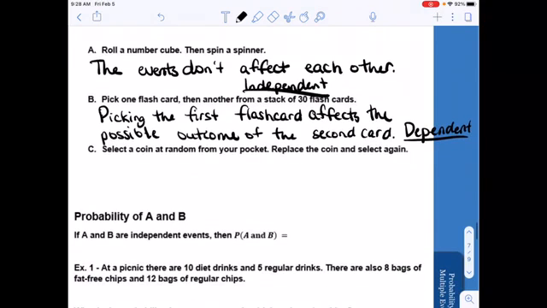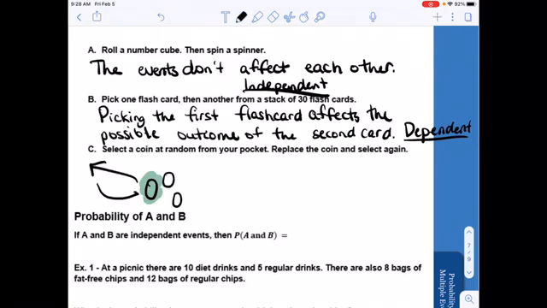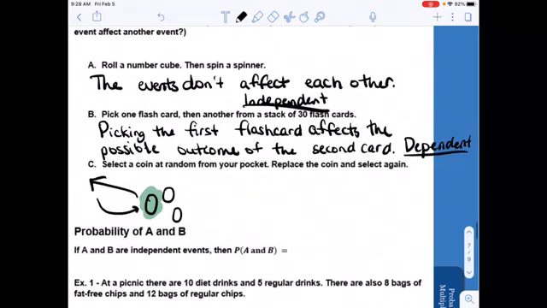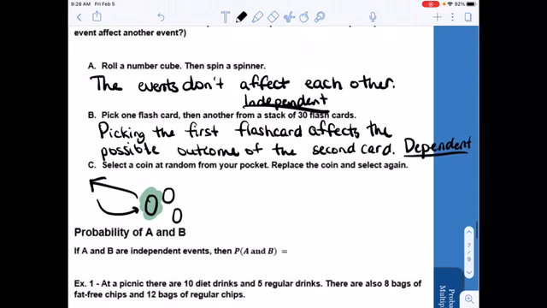And then example 3, select a coin at random from your pocket, replace the coin and select again. So say you have 3 coins in your pocket, you take this coin out, but then you put it back, you still have all 3 coins, meaning because the first coin gets replaced, it is an independent event.